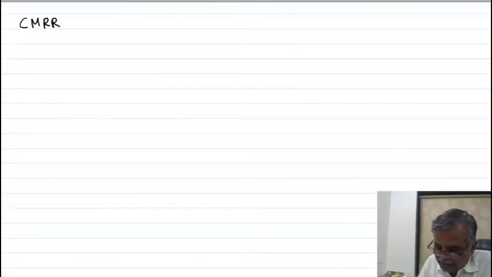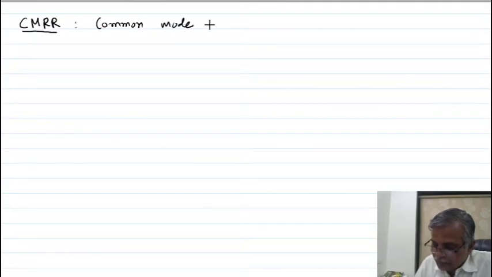One more parameter of the op-amp is defined, CMRR. It is called common mode rejection ratio.